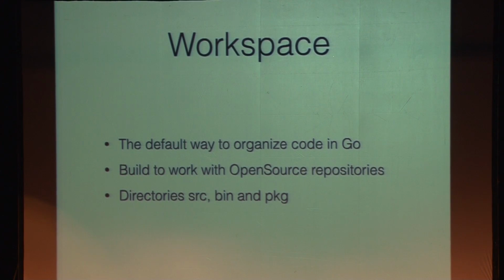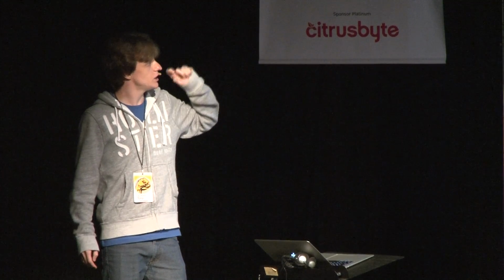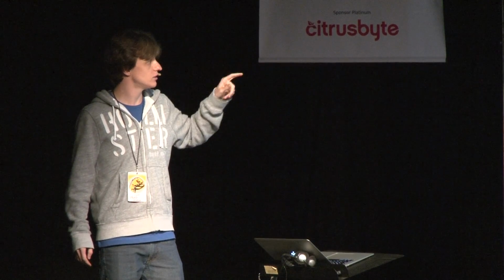The workspace is the default way to organize code in Go. It was built to work with open source repositories. There are the directories src, bin, and pkg. This is similar to Java, but in a different way. This is my workspace. I have my bin, my pkg, and my src directory. Inside the src directory is github.com, changes, and mail, which is my project.